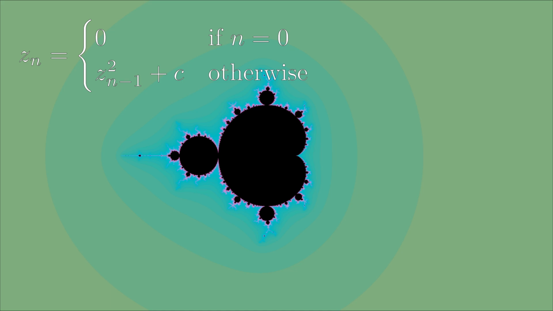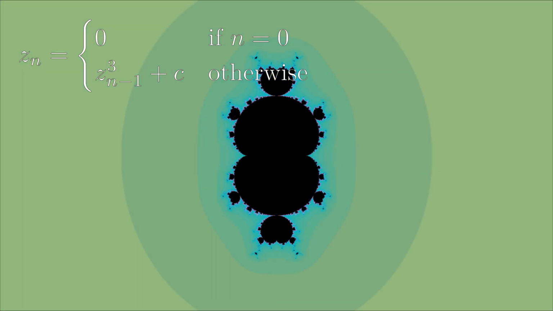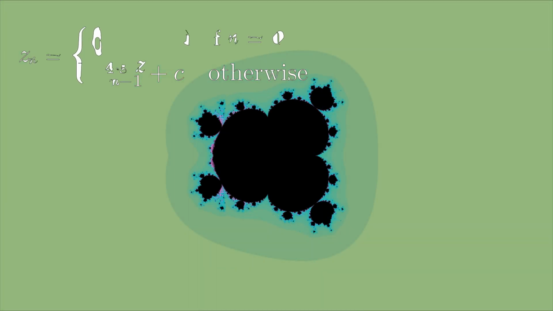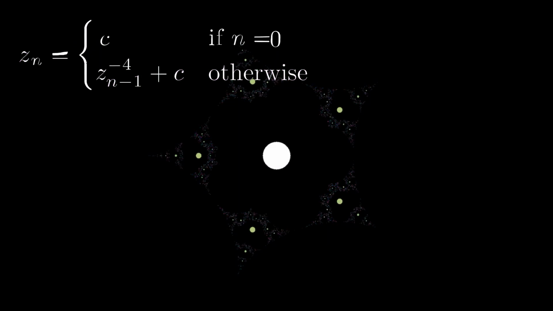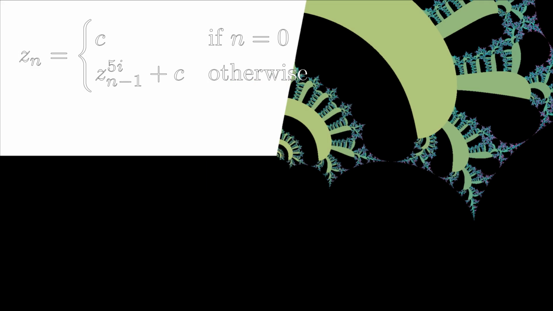Back in our original formula, we can replace the exponent with different values, like 3, 4.5, -4, and even 5i.